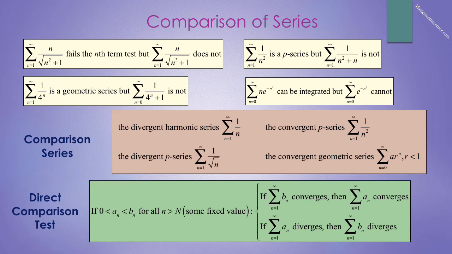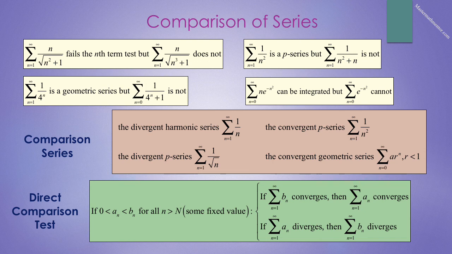The first test is called the direct comparison test. I will explain it first using the symbols of the test itself, and then I'll explain it in English. The direct comparison test starts off with the idea that we have 0 is less than a sub n is less than b sub n for all n greater than capital N.